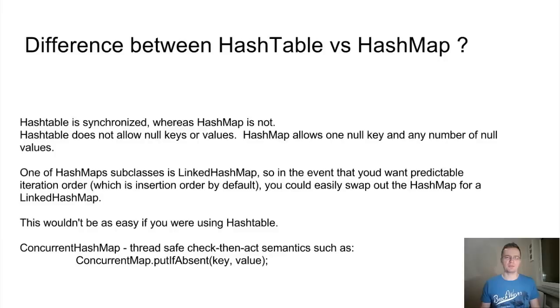One of HashMap's subclasses is LinkedHashMap, so in the event that you want to predictably iterate the HashMap, you could easily swap out the HashMap for a LinkedHashMap. This wouldn't be easy if you were using a HashTable. ConcurrentHashMap is a thread-safe implementation, and it introduces some additional functions like putIfAbsent methods. That's it about the HashMap.